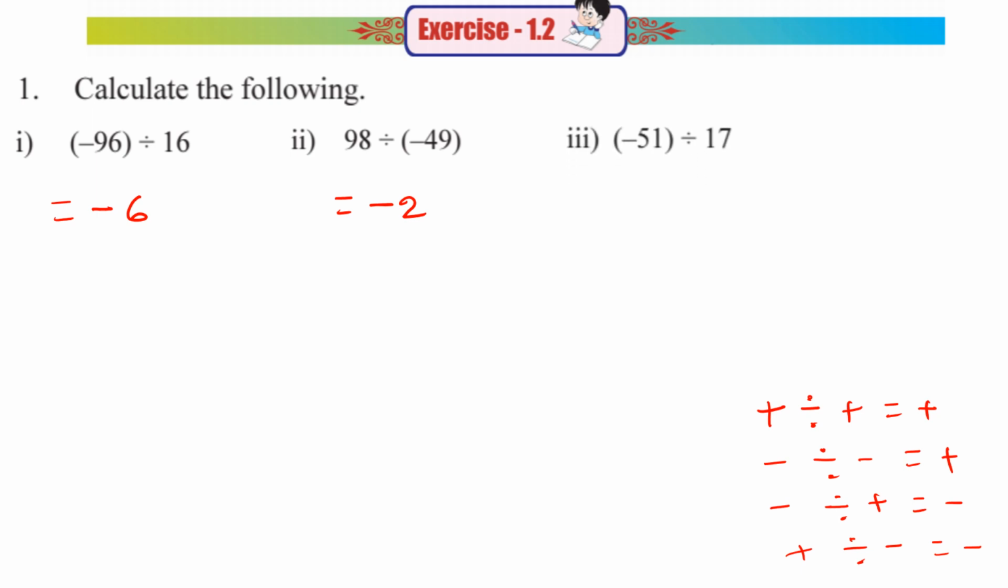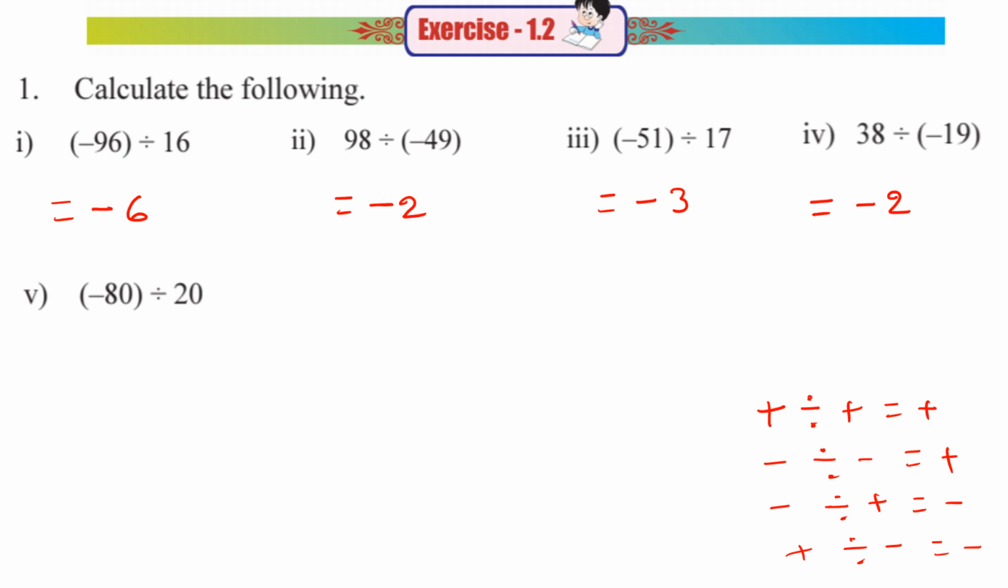Let us see the third one. Minus 51 divided by 17. Minus divided by plus should be minus. 51 divided by 17 is 3, so 17 3s are 51. Fourth question, 38 divided by minus 19. Plus divided by minus should be minus. So 19 2s are 38, right?